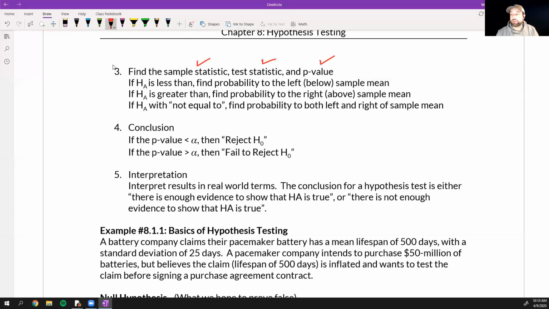Then what you do is you compare these values. So if it's less than, you find the probability to the left. If it's greater than, you find the probability to the right. And if it's not equal to, you find the probability of both the left and the right. We just talked about that. Then you compare them. So if your p-value is less than your significance level threshold, you reject the null hypothesis. Yay! However, if the p-value is greater than your threshold, you fail to reject. Boo, that's not what we want to have happen. And then you write up an interpretation.